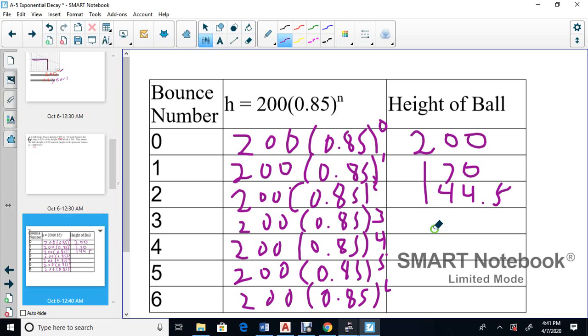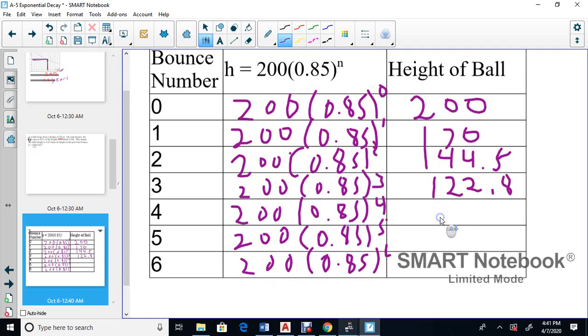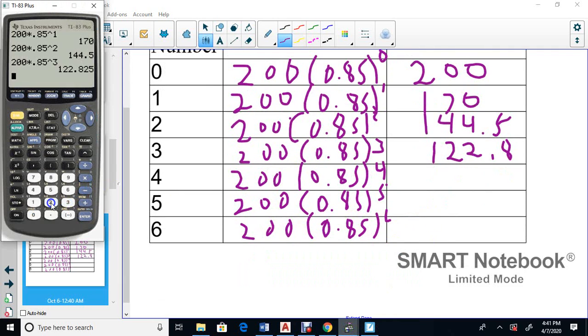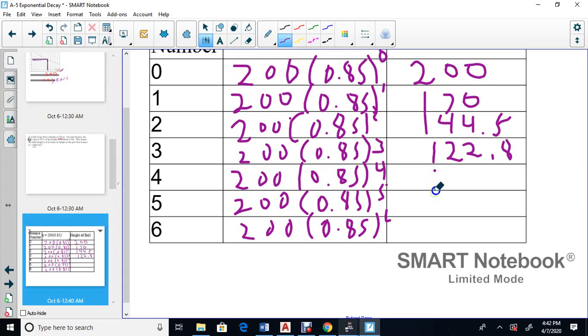122.8. Okay, we'll just scroll up here. Then we got 200 times 0.85 to the exponent 4, 104.4.